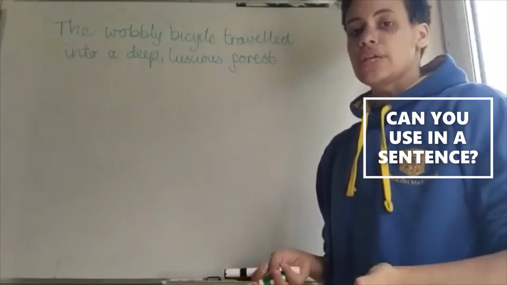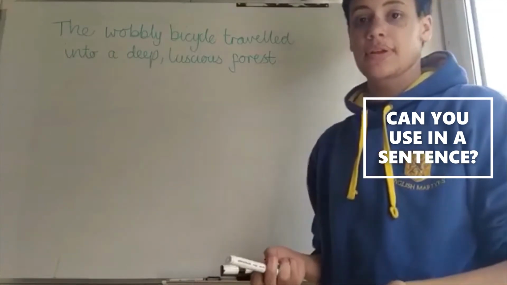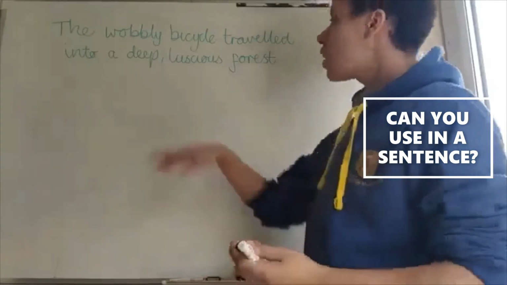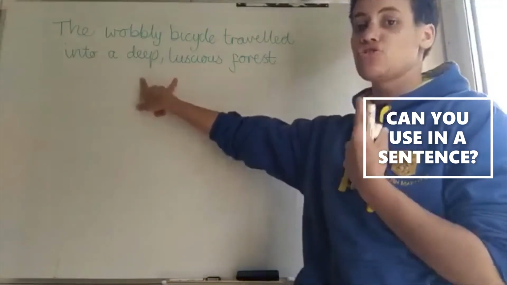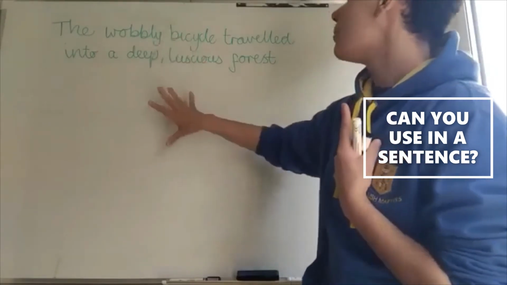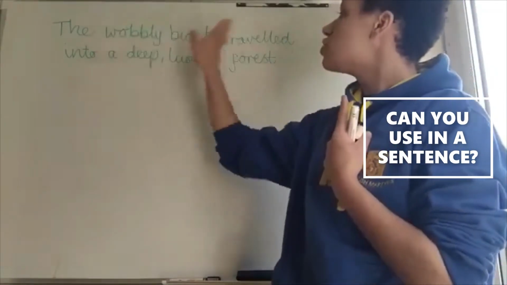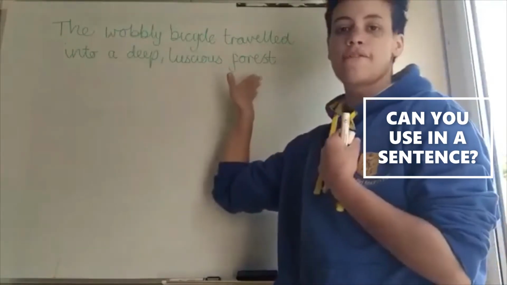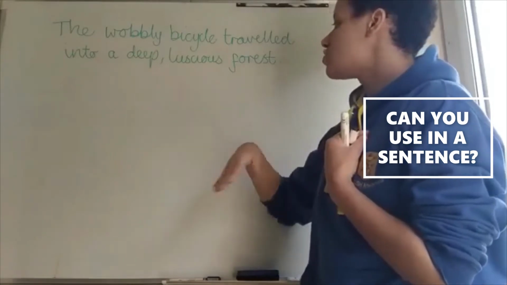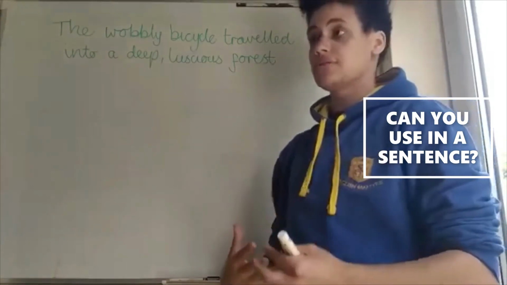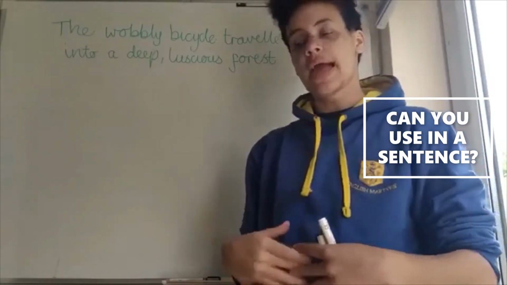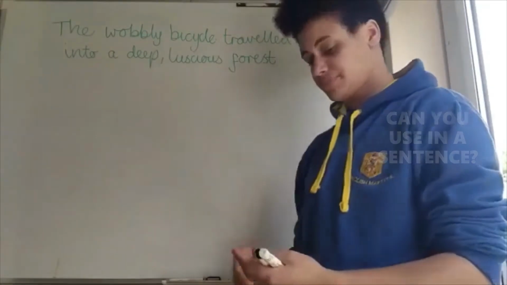So, can you use it in a sentence? Let's see if we can practice making compound and complex sentences. So I'm starting with a simple sentence. This is just one idea, one clause. There's no conjunctions. It's just talking about one thing. The wobbly bicycle travelled into the deep, luscious forest. Okay? I want to have a go at turning this into a compound sentence. So I'm going to add a bit more information to my sentence, make it a bit more exciting by using a coordinating conjunction.